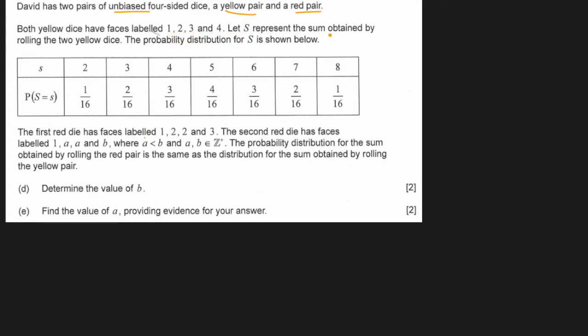Let S represent the sum obtained by the 2 yellow dice. Okay, S is here. The probability distribution is normal. We have done this many times in the past. Let's see what is next.